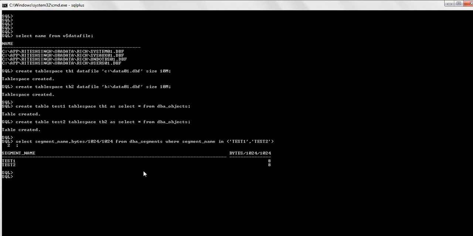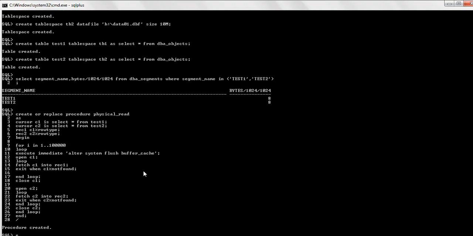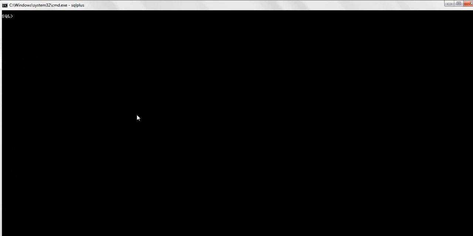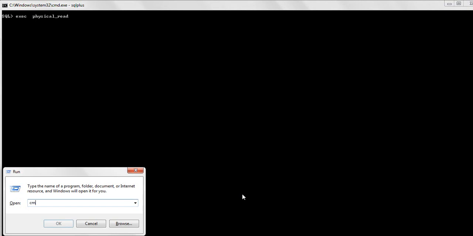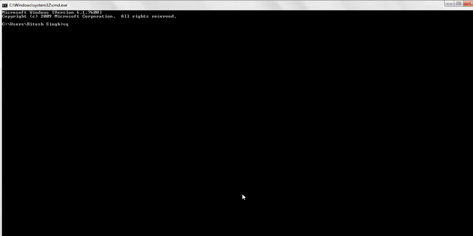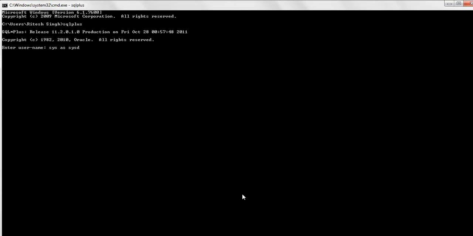The idea of this procedure is to run a read against the table. The procedure name is physical_read. Now as soon as I would execute this procedure, I would take up another session to monitor the IO response at that time.